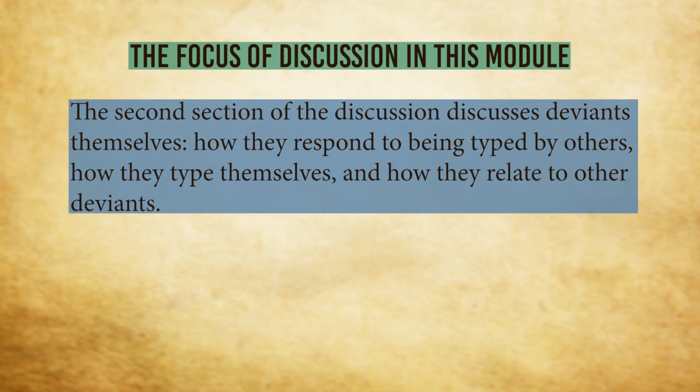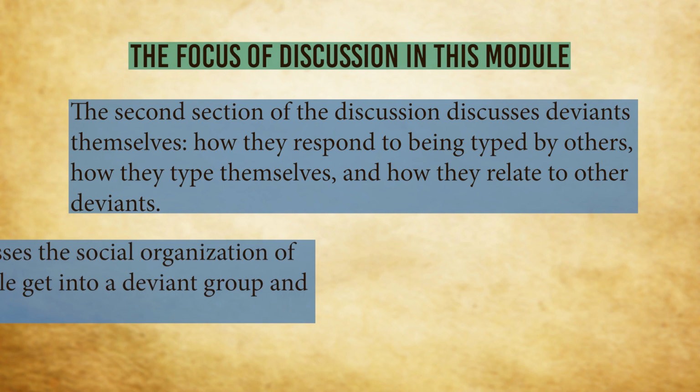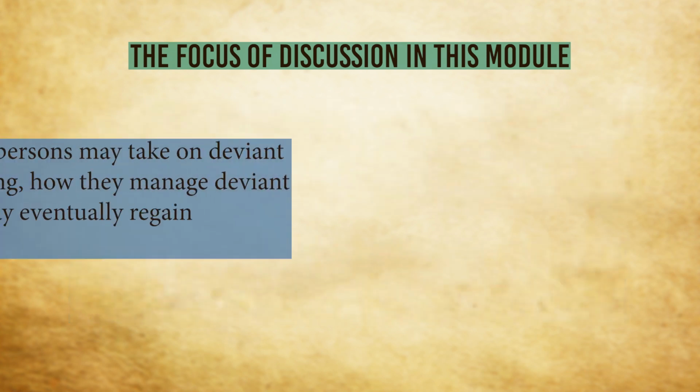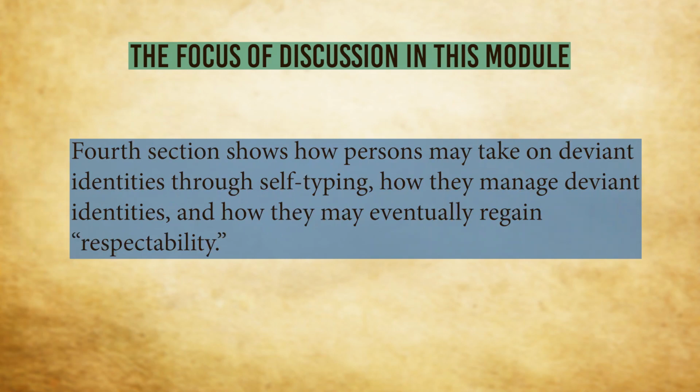The second section of the discussion also discusses deviants themselves, how they respond to being typed by others, how they type themselves, and how they relate to other deviants. The third section discusses the social organization of deviance and how people get into a deviant group and learn its norms. The fourth section shows how persons may take on deviant identities through self-typing, how they manage the deviant identities, and how they eventually become more respectable.